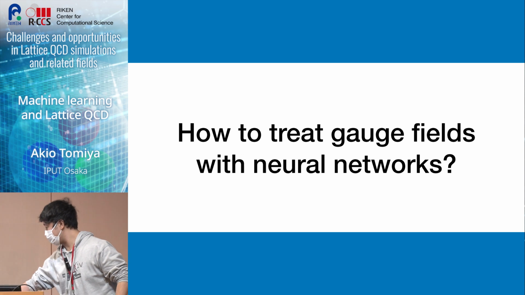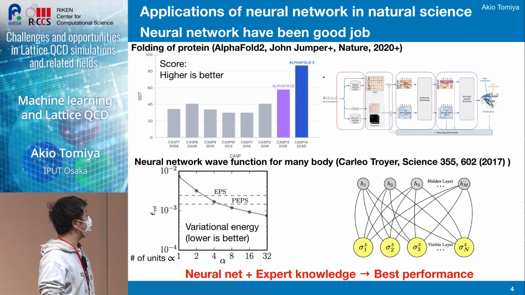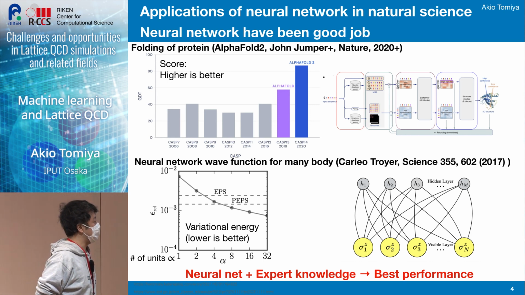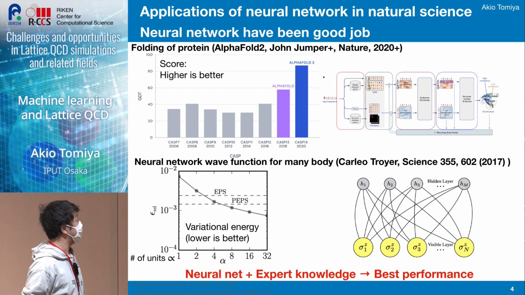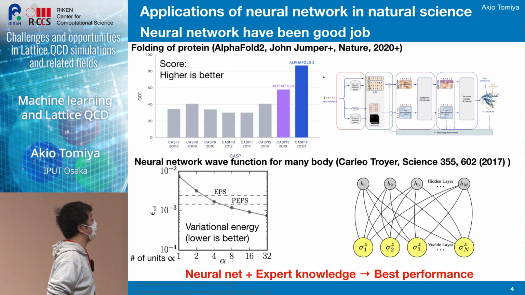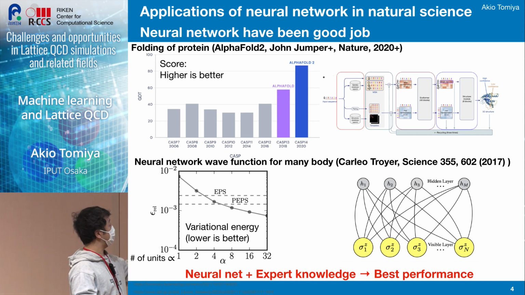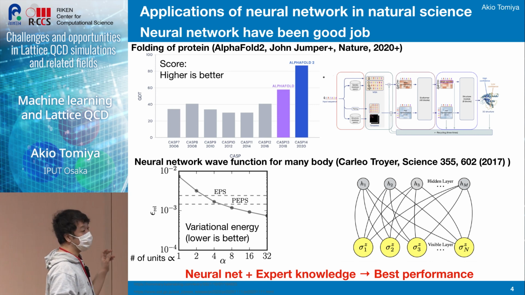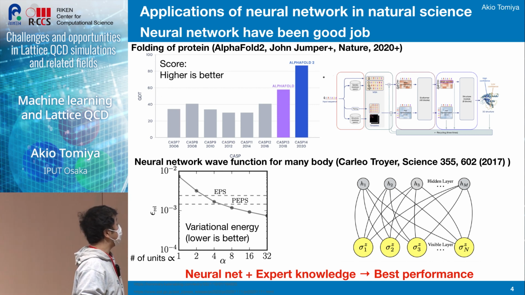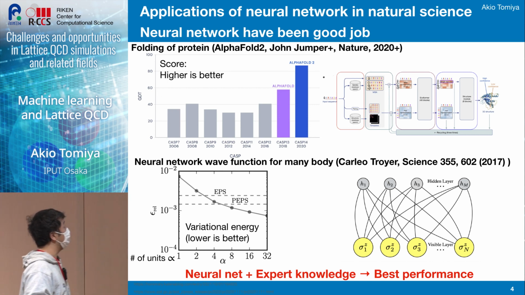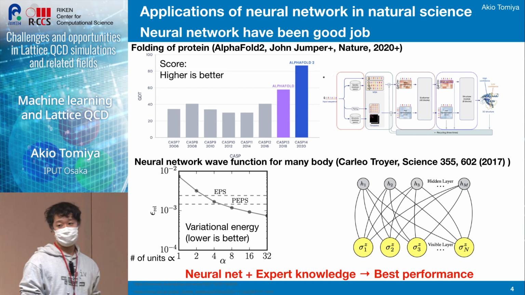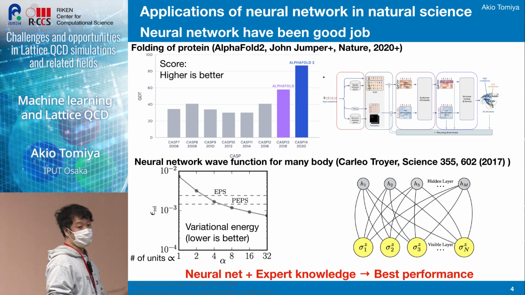Okay, this is just a start. As you already know, neural networks, with expert knowledge, beat some traditional methods in natural science. The panel on the top is the quality score of the protein folding problem. And the neural network method achieved the best score in 2020. This is based on a language processing model, but it beat the traditional method.